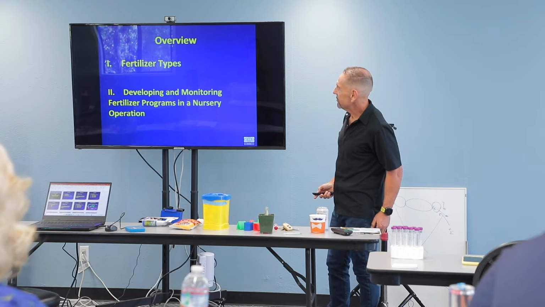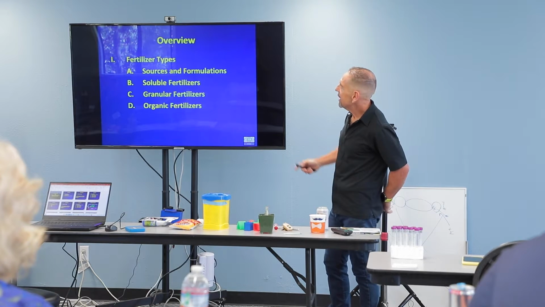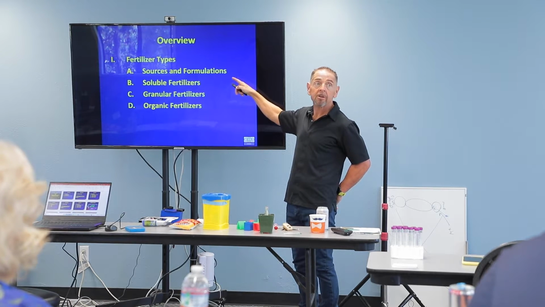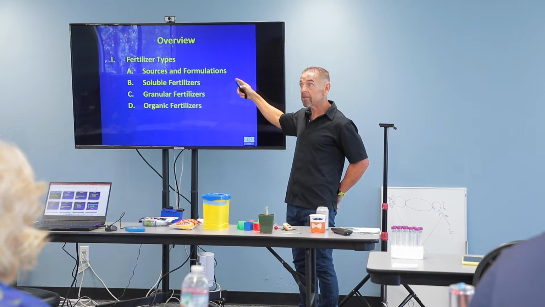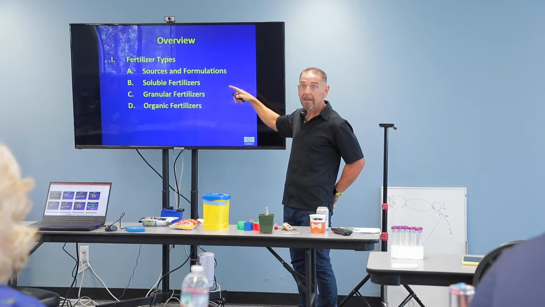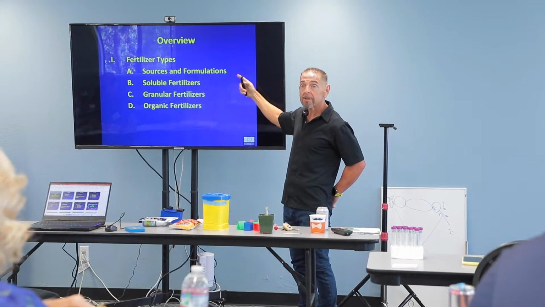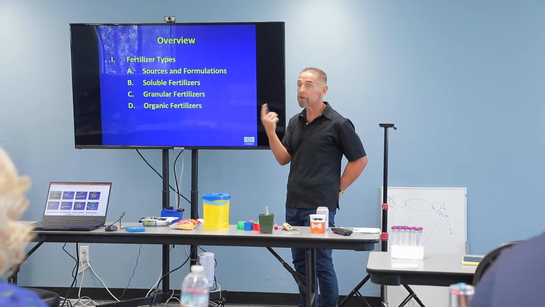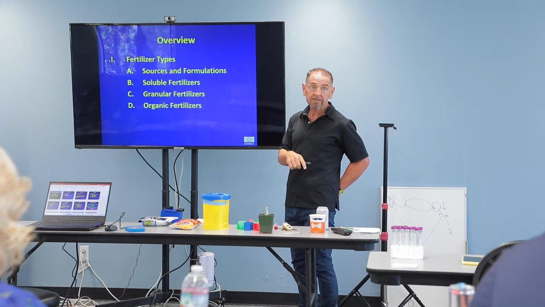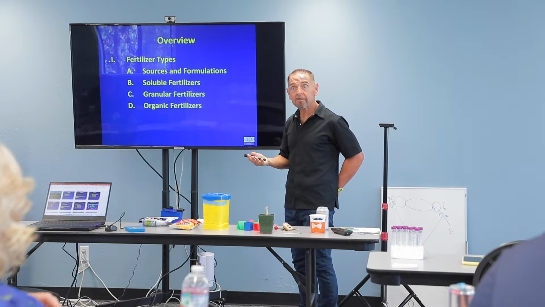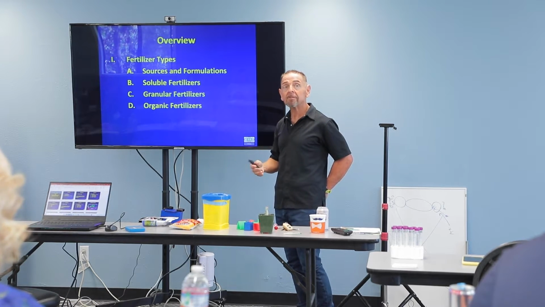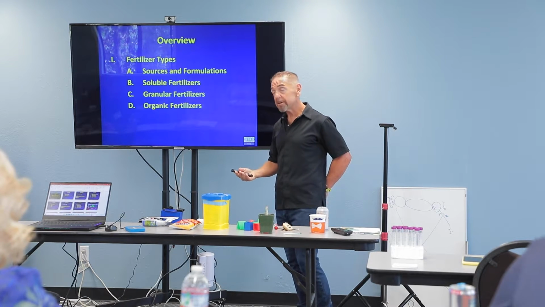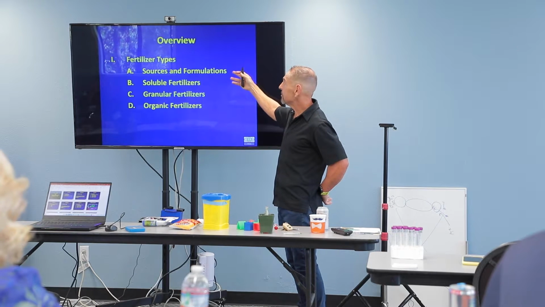So the fertilizer types first. And the first thing we're going to do is talk about the sources of fertilizers and their formulations, because there's a lot of variability in them, and there's a lot of variability in the price. And part of that is due to the type of chemicals or minerals that are used to make these fertilizers. Some of them are more expensive, some of them are less expensive. The ground up rock, less expensive. And when you start making synthetic stuff, it costs more money. And as energy prices go up, it costs more money to make some fertilizers. And that's why there's differences.